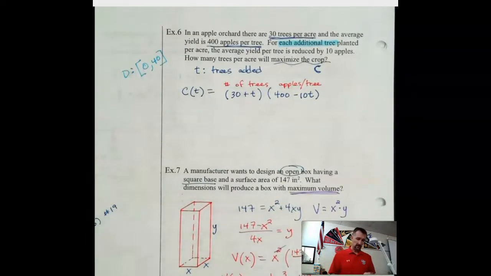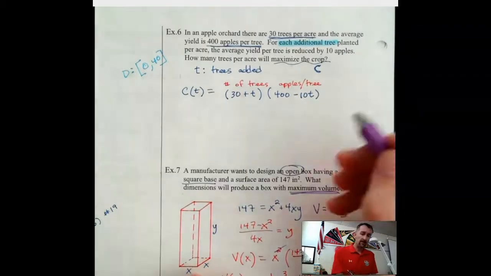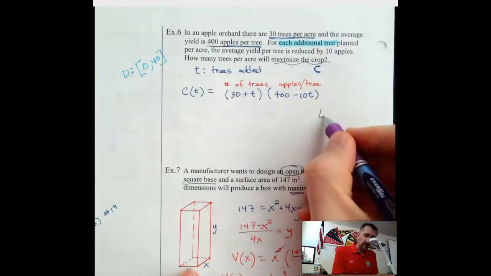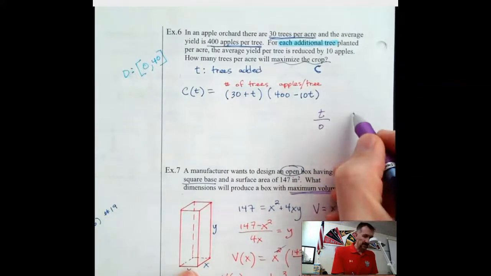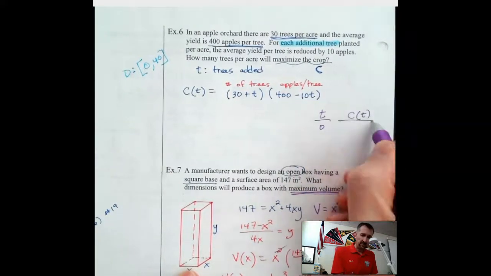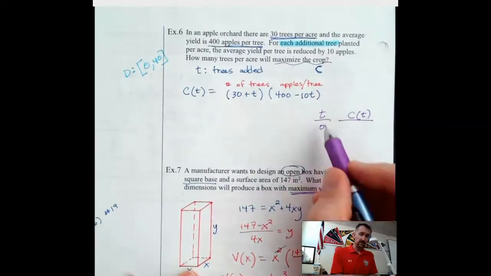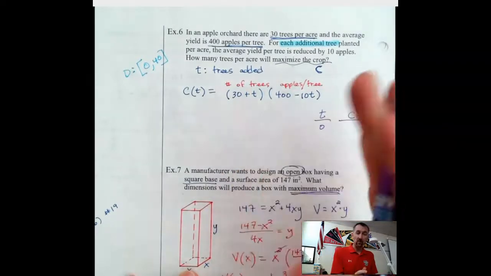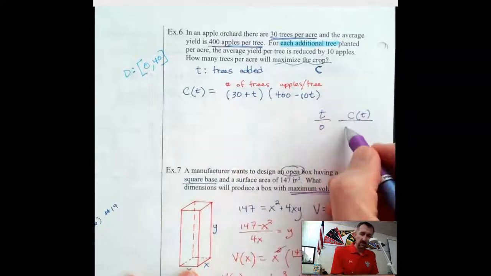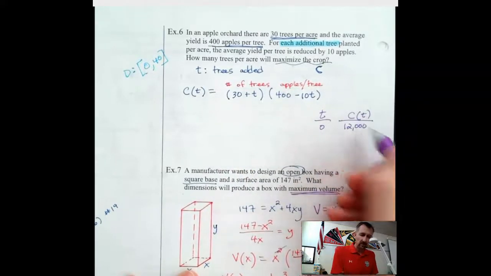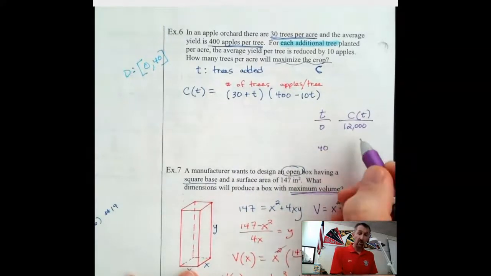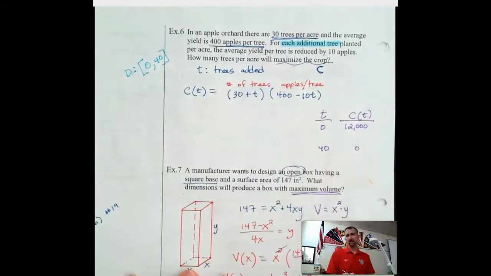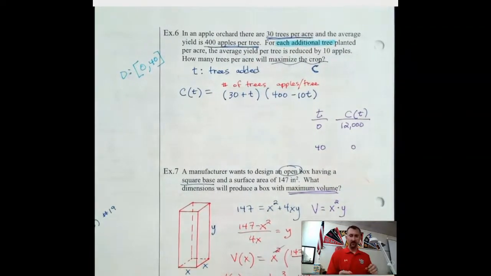So we could do our candidate table. So we could do trees, and we have 0, and then we could have the crop. So if we don't plant any trees, we'd have 30 times 400, that's 12,000 apples. Okay? And if we plant 40 trees more per acre, so 70 trees per acre, we're not going to get any apples. So obviously that would be silly.